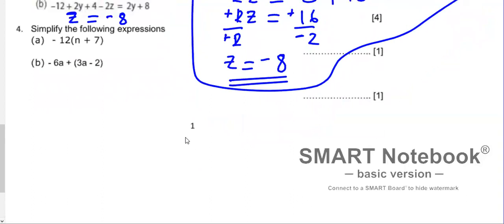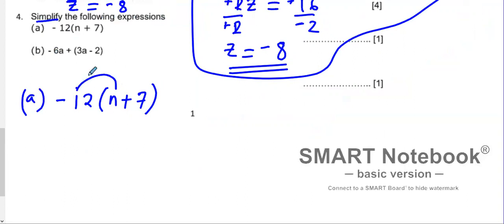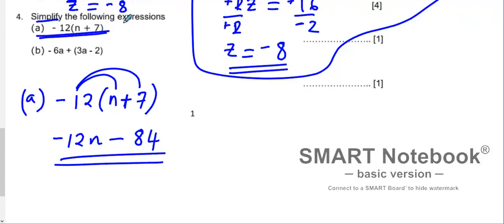Now this question is A, B. Let me start with A. Simplify the following expressions. Negative 12, n plus 7 in brackets. How do we simplify that expression? It will mean expand the brackets. This will be negative 12 times n is negative 12n. Negative 12 times positive 7 will be negative 84. So in other words, to simplify will mean simply expand the brackets. A is done.